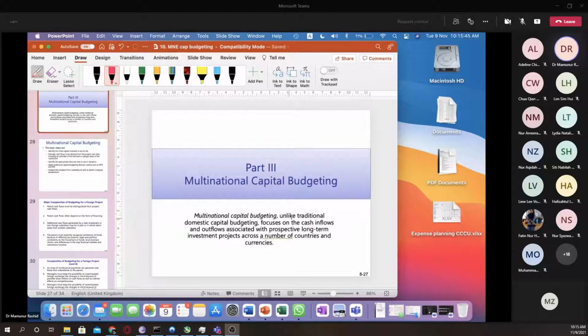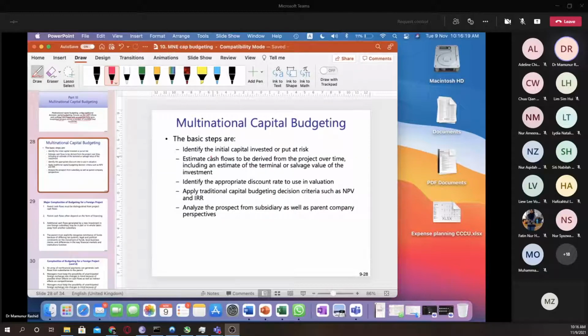So multinational capital budgeting, unlike traditional domestic capital budgeting, focuses on inflows and outflows associated with prospective long-term investment projects across a number of countries and currencies. In domestic capital budgeting, we deal with cash inflows and outflows of a business only within the country. In multinational capital budgeting, we deal with a number of countries and a number of currencies. That is the challenge of inflows and outflows. We need to minimize it.